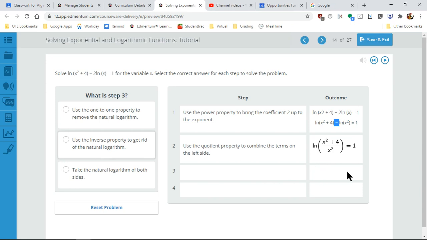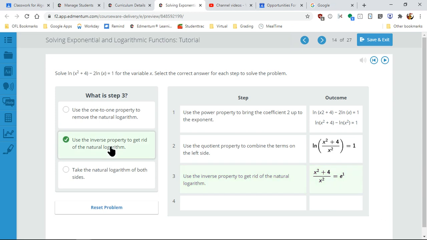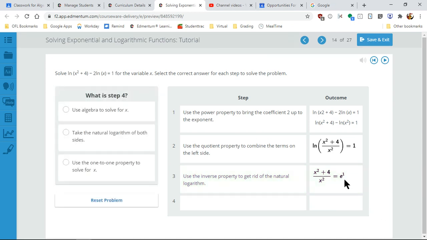Nick's going to get on me because I forgot to look up how to do this, but it's the inverse property, to use the e as the base. And then from here, we can basically split this off or solve it through algebra.